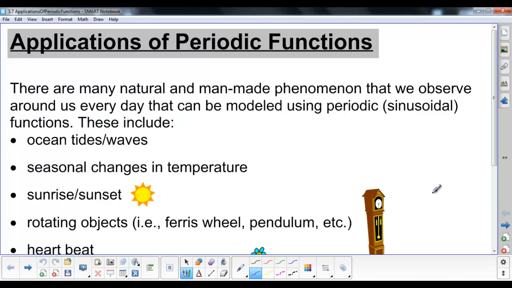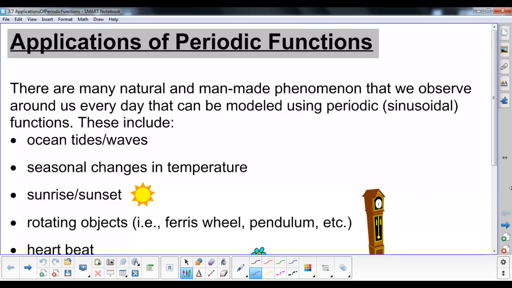Everyone, and welcome to Lesson 3.7, Applications of Periodic Functions. Now, many of you are probably wondering, why are we learning periodic functions? What application does it have in the real world? Well, actually, periodic functions happen quite frequently in the real world.